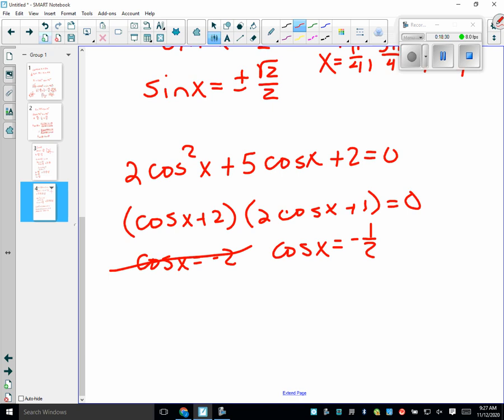So when is cosine negative 1/2? 2 pi over 3. Yeah. 2 pi over 3? And what? 4 pi over 3. Right?